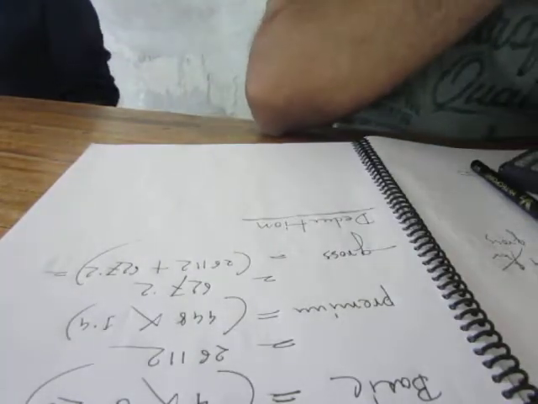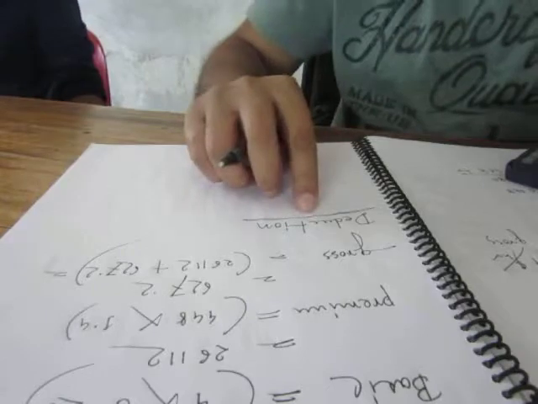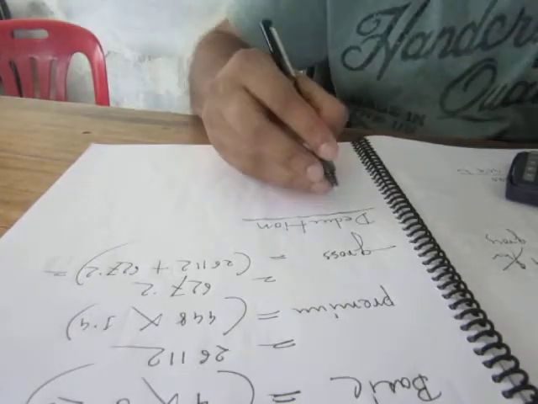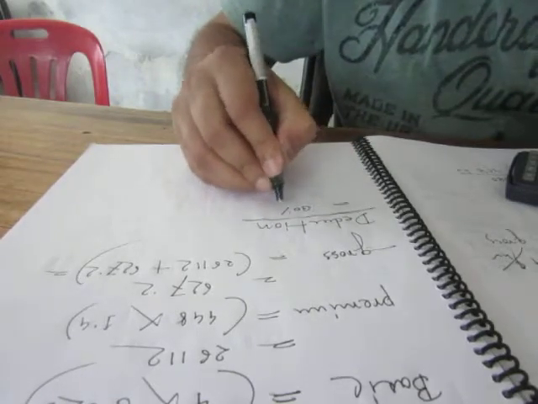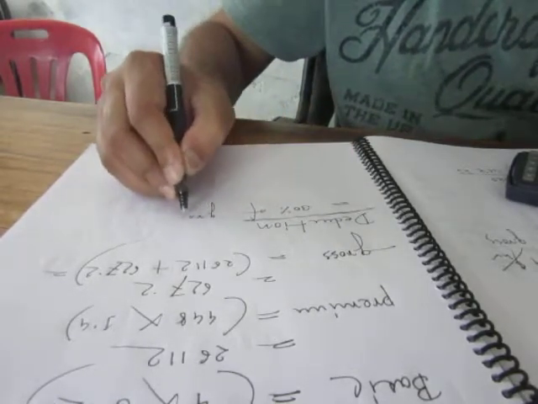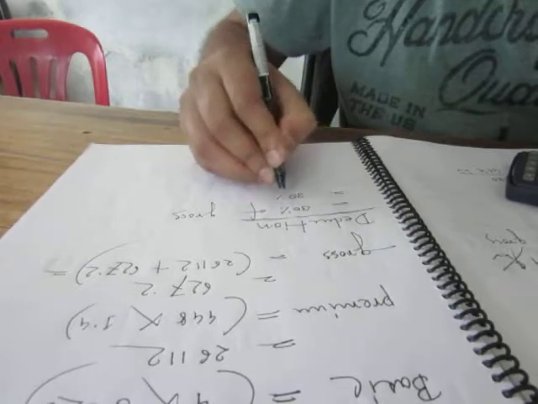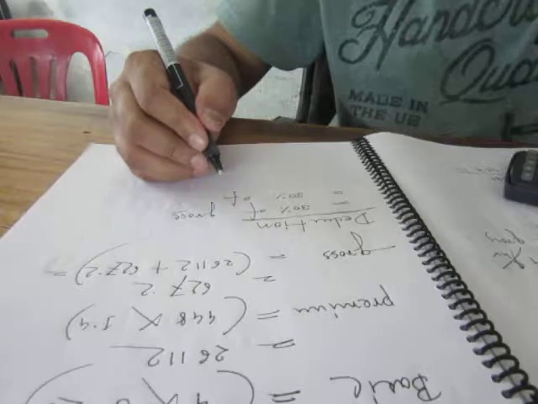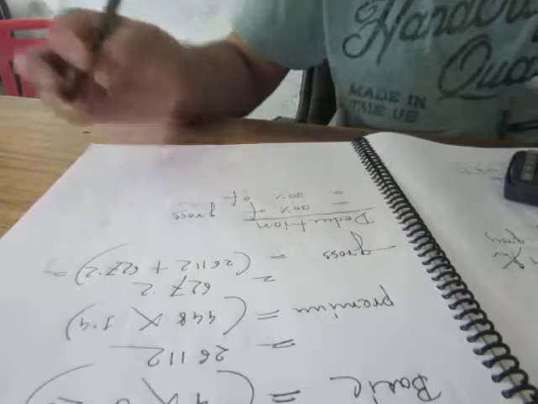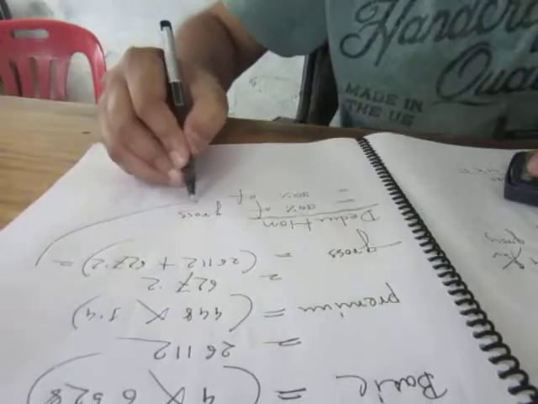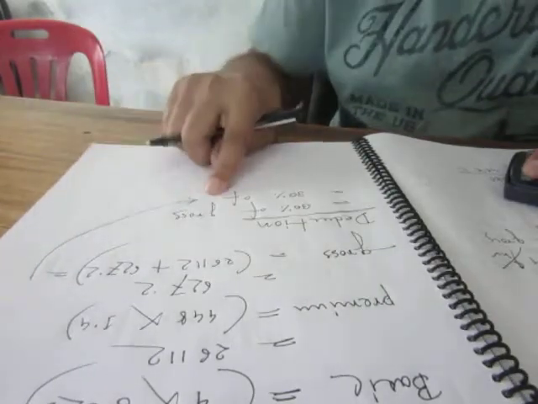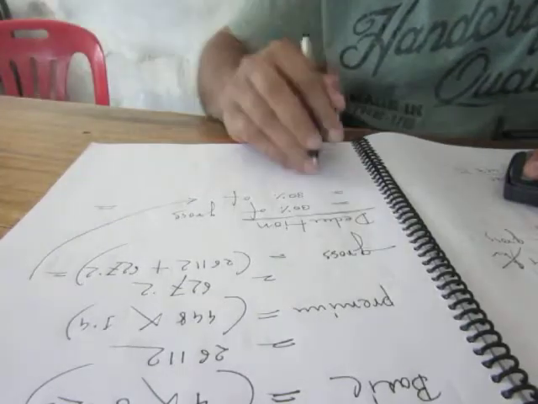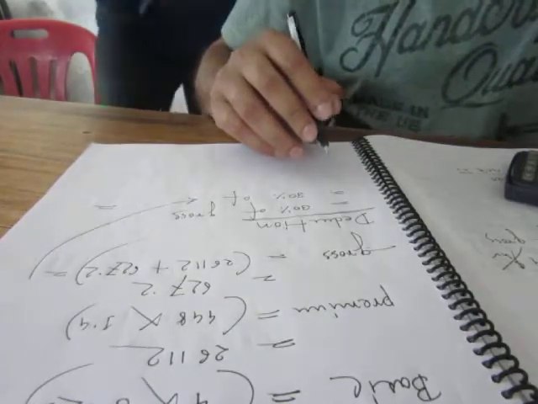Here, according to your question, deduction is 30% of your gross. So to find out the deduction, it equals 30% of gross. If you can find out the gross, 30% of gross will be your deduction. Clear? Okay.